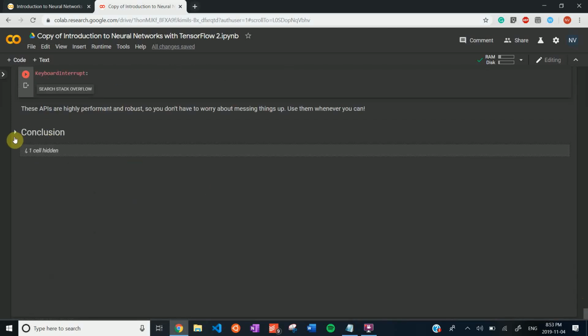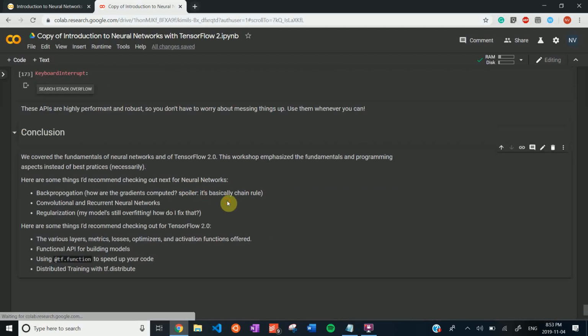And so the conclusion today, we covered a bunch of things. We understood linear models and logistic models. We extended those to neural networks. We understand how gradient descent works. And we understand the various parts of the TensorFlow API, working with data sets, working with metrics, etc. But of course, this is an introductory workshop. There's a lot more out there to learn. And these are some topics that I would recommend looking into next.